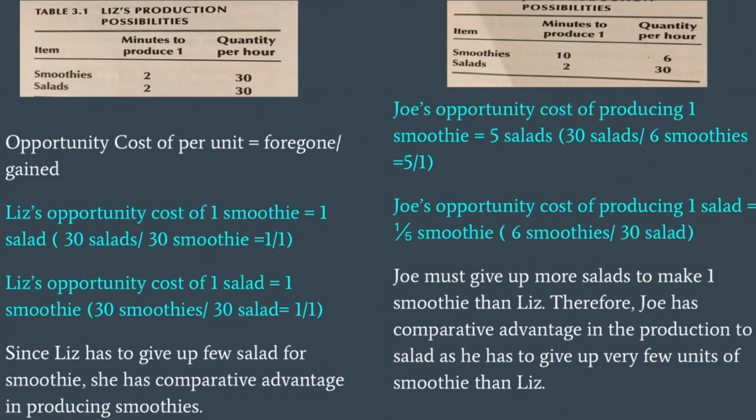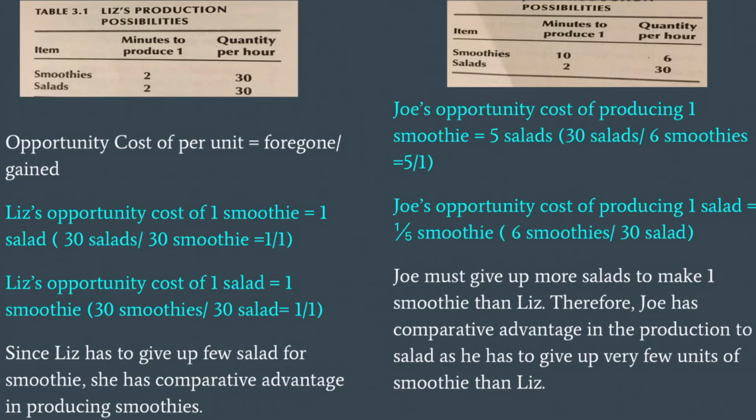Whereas Joe's opportunity cost of producing one smoothie is 5 salads. It means that he has to give up 5 salads if he decides to produce one smoothie, whereas his opportunity cost of one salad is only one fifth of a smoothie. It means if he decides to produce one salad, he is giving up only a very small quantity of one fifth of a smoothie.